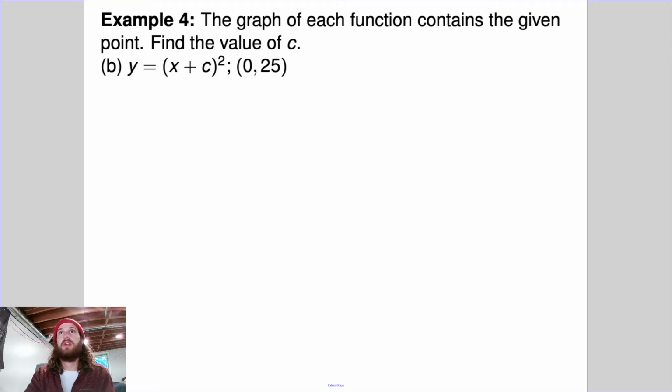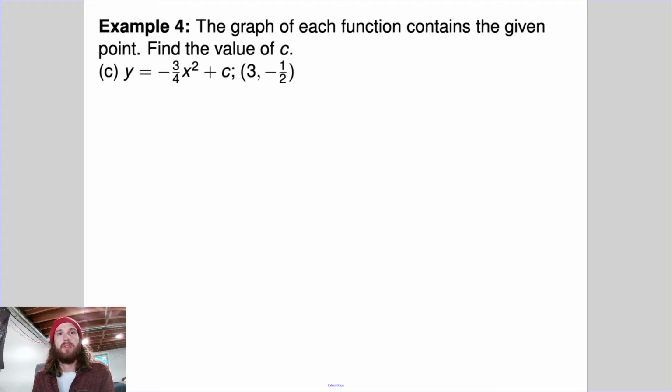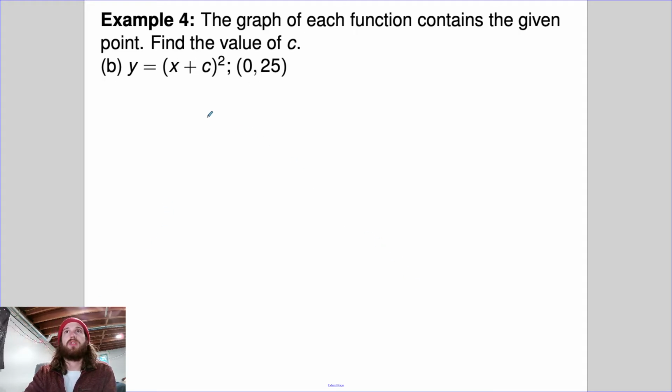All right, so let's take a look here. Let's try this one. I'll have you guys do the last one on your own. We'll do this one together. All right, so I'm gonna plug in 25 for y, and then I'll plug in 0 for x.